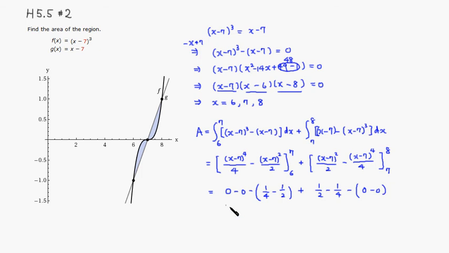You can see that this is negative 1/4 plus 1/2, so it's going to be 1/4. Negative 1/2 minus 1/4 is 1/4. So 1/4 plus 1/4 is 1/2. That's the area of the shaded region. That's it, I hope that this was clear.